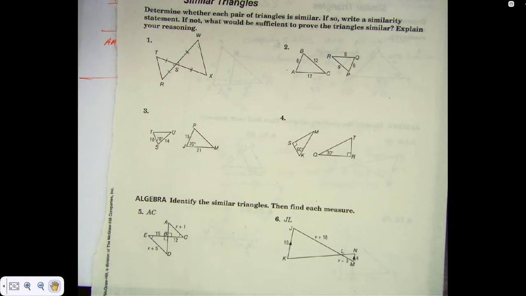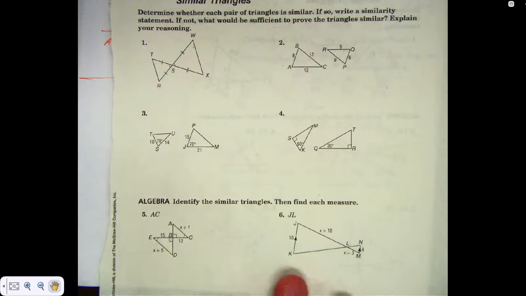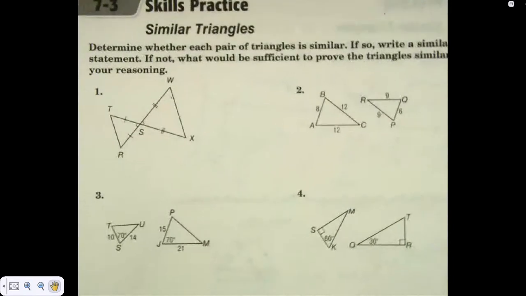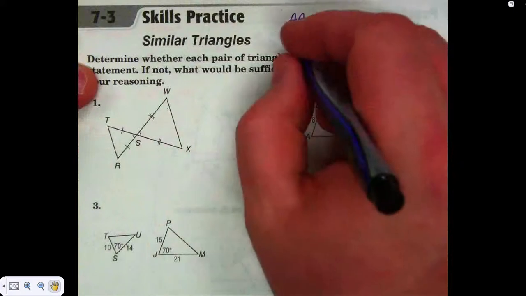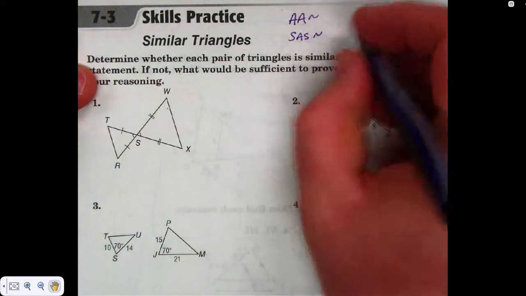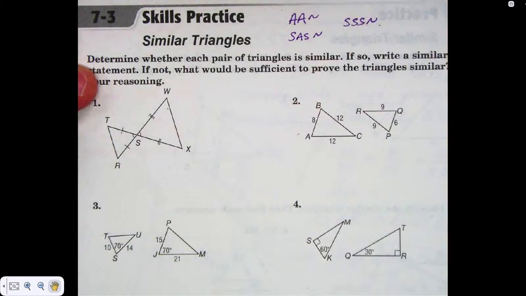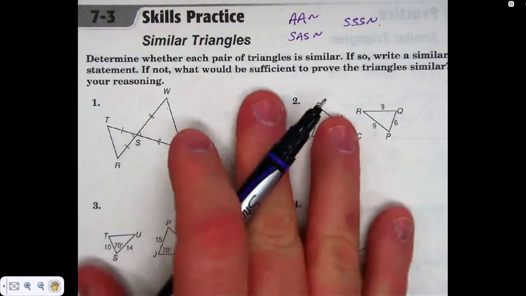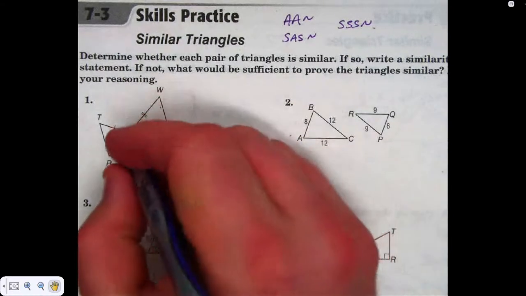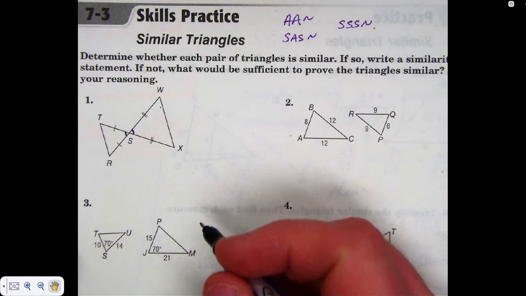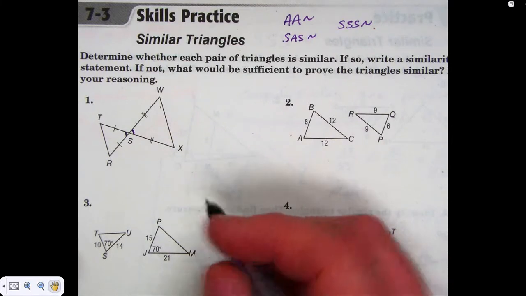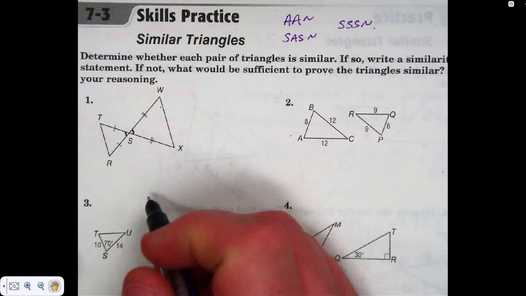So looking at number 1, just like when we did the others, you need to look at these with the idea, okay, what are my possible shortcuts? Angle, angle, what? Similarity. Side, angle, side, similarity. And side, side, side, what? Similarity. So those are our possibilities. So let's look at number 1. Number 1, it's given to me. They didn't even have to give this to me because these are what kind of angles? Anybody? Vertical angles.